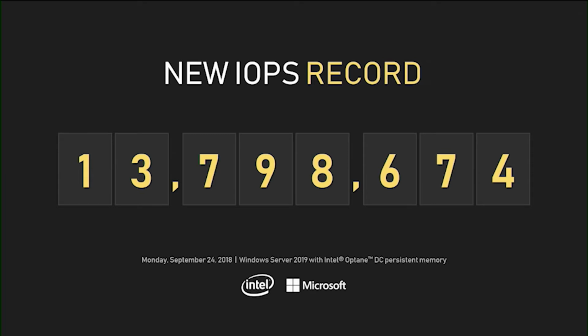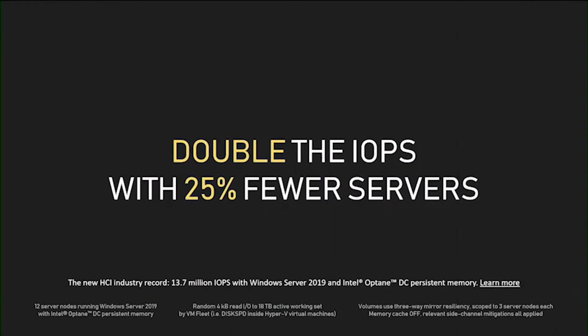What is most amazing about this is we did this on 25% fewer servers. Think about this. We just doubled the IOPS with 25% fewer servers. And if you're interested, we've got this all written up on a blog, and you can take a look at all of the test details. And in fact, you can run these tests if you'd like. We've made all the tests available up on GitHub.